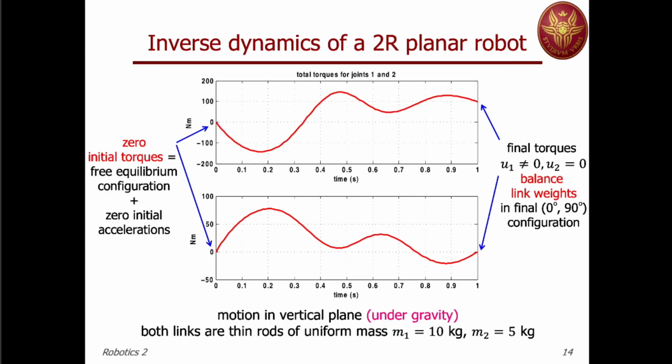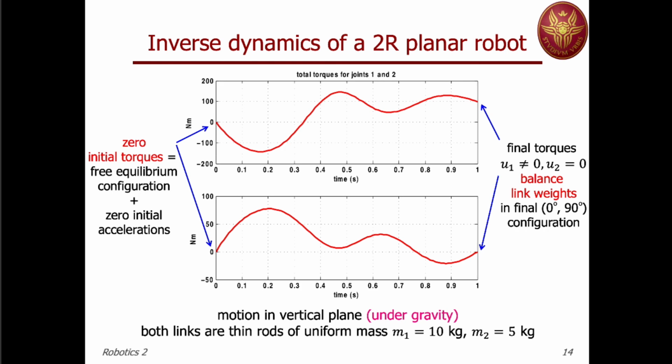The motion occurs in the vertical plane, so I'm calling the algorithm in full with n of g0 and e of g0 times q desired, with arguments q desired, q dot desired, and q double dot desired. I'm specifying some data. In particular here, I'm assuming that these are thin rods of uniform masses, 10 kilograms and 5 kilograms. This implies also some expression of the inertia.